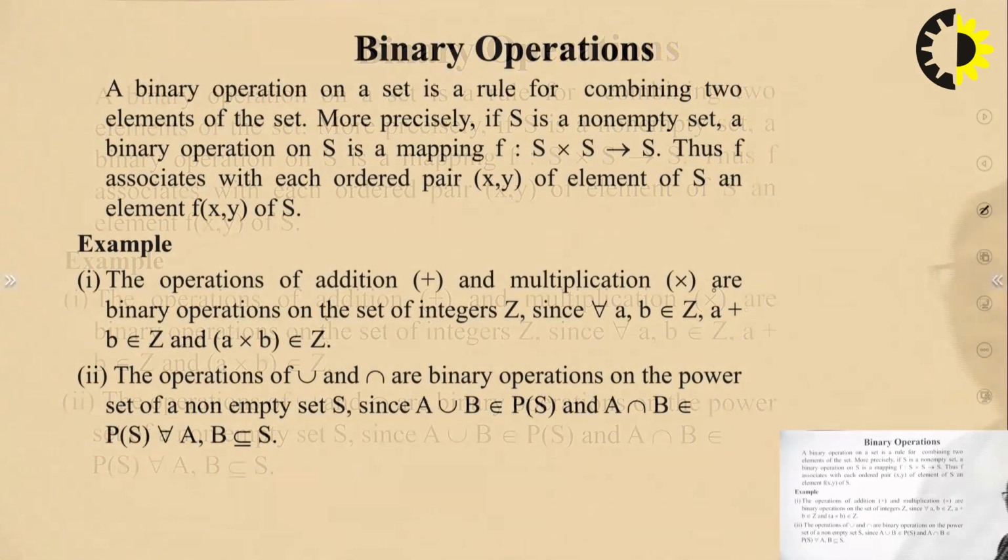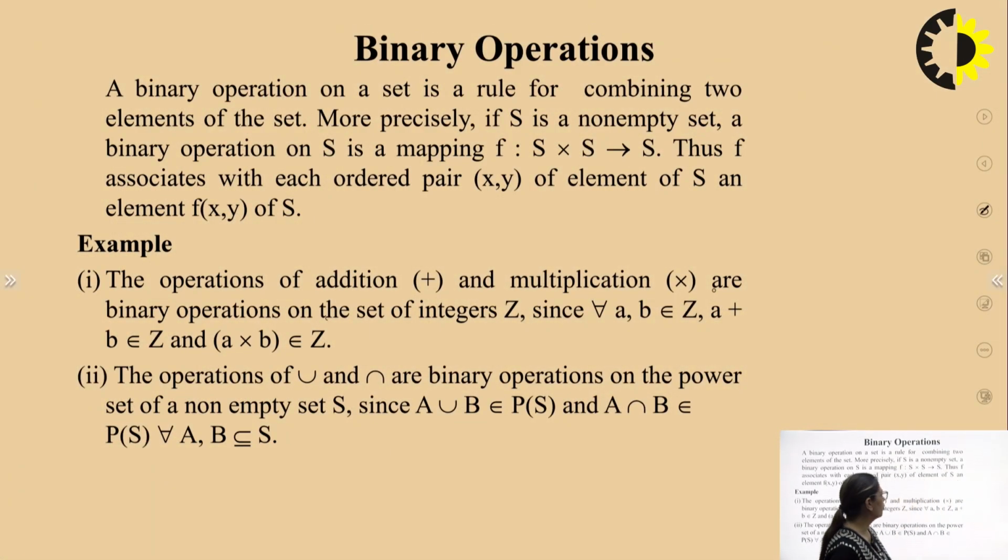First of all, when we want to know about the groups, we should know about the binary operations. A binary operation on a set is a rule for combining two elements of the set. More precisely, if S is a non-empty set, a binary operation on S is a mapping F from S cross S into S. Thus, F associates with each ordered pair (x, y) of elements of S an element F(x, y) of S.